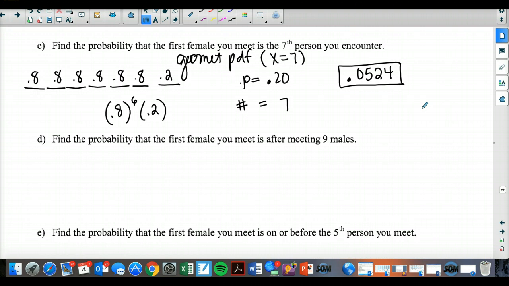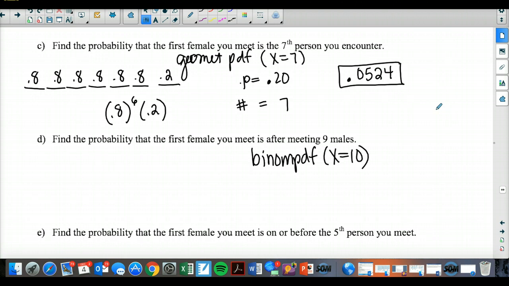So, does it mean it's absolutely on the 10th? Yeah, okay, so we can do binom PDF, X equals 10. But what if you got him on your 11th? Would that mean it's after 10? What if you met a female on your 15th? Is that after 9? What do you think?